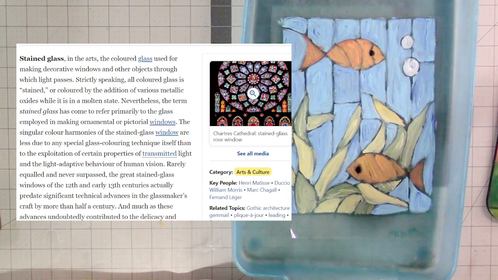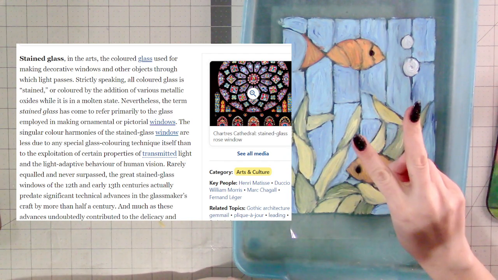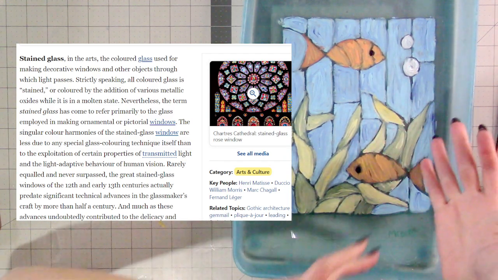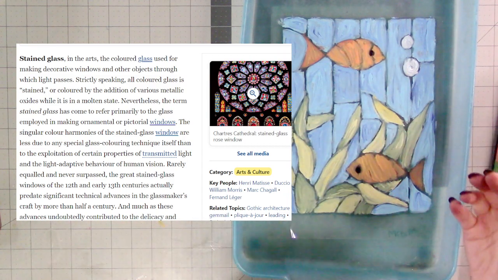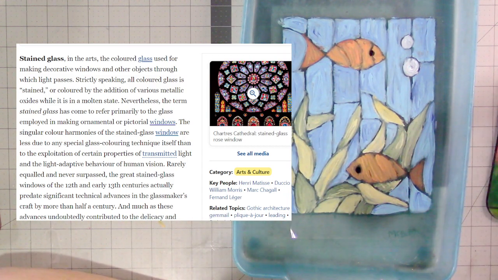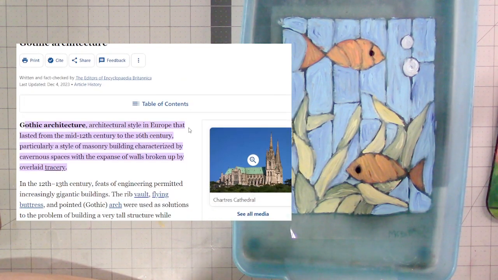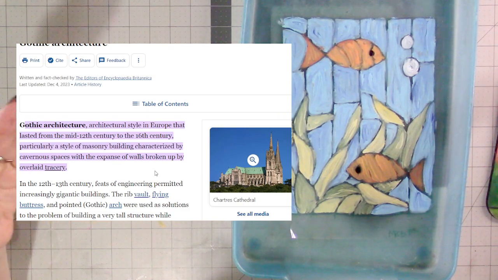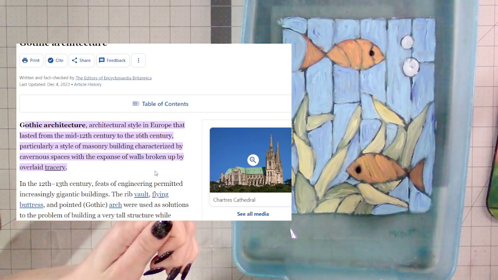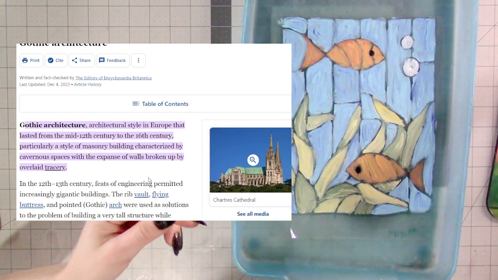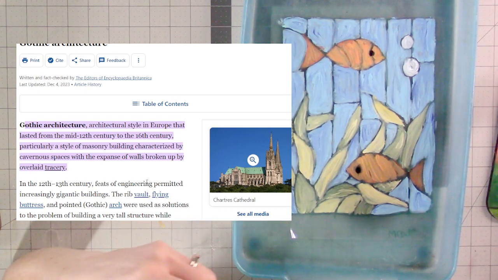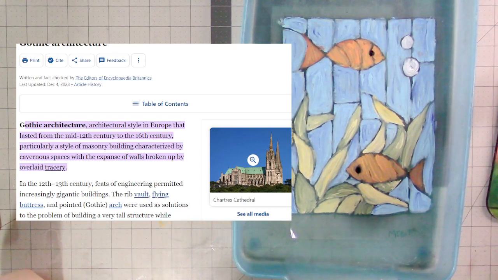All right, and our vocabulary for day two was Gothic art, Gothic architecture. Who can tell me about that? Very good. Gothic architecture, an architectural style in Europe that lasted from the mid-12th century to the 16th century, particularly a style of masonry building characterized by cavernous spaces with the expansive walls broken up by overlaid tracery.